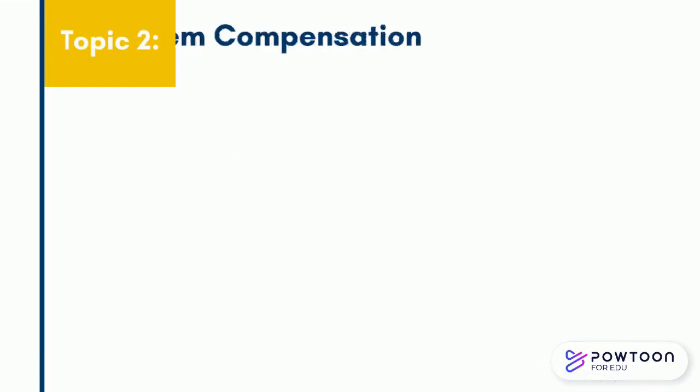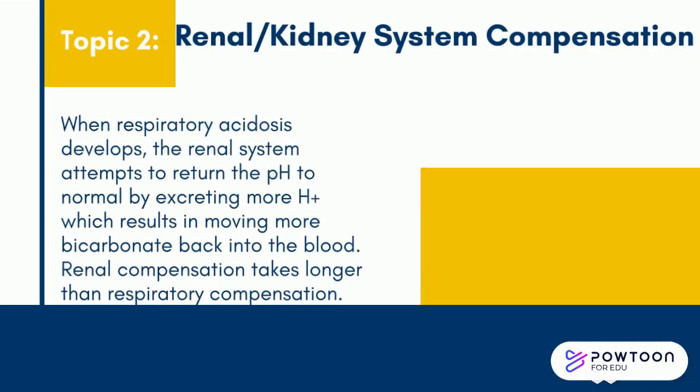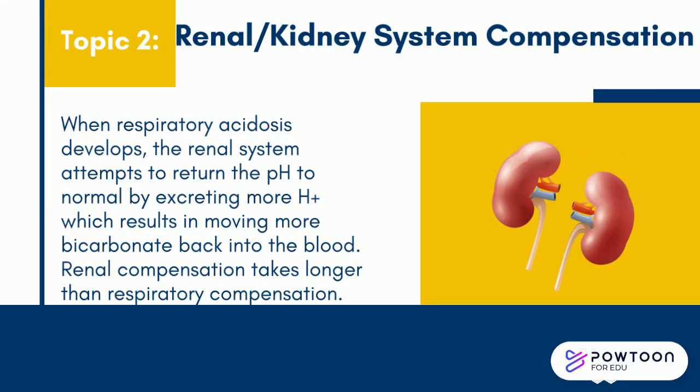With respiratory acidosis, it's the kidneys or the renal system that tries to help out by compensating. It's going to start excreting more of those hydrogen ions in hopes to get some more bicarbonate back out into the blood. This is a slower process than the respiratory compensation. Remember, it takes time.